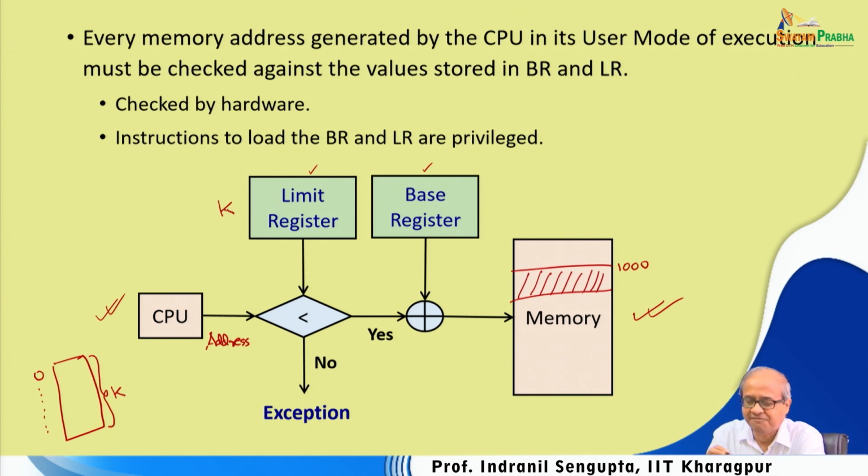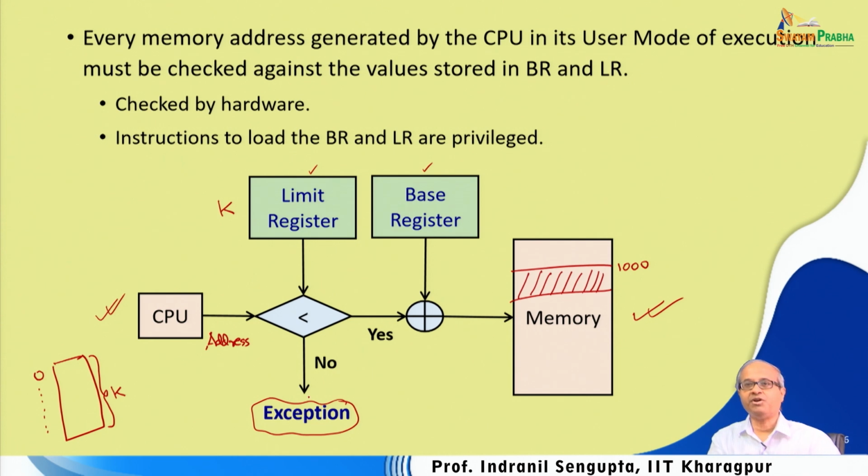So, what you check first is whether the address the CPU is generating, with respect to 0, is less than k or not. Less than k means it is within the limit of that process. That process's maximum size is k, from 0 up to k minus 1. If it is not within that limit, you are trying to access some location outside, so you generate an interrupt or an exception.